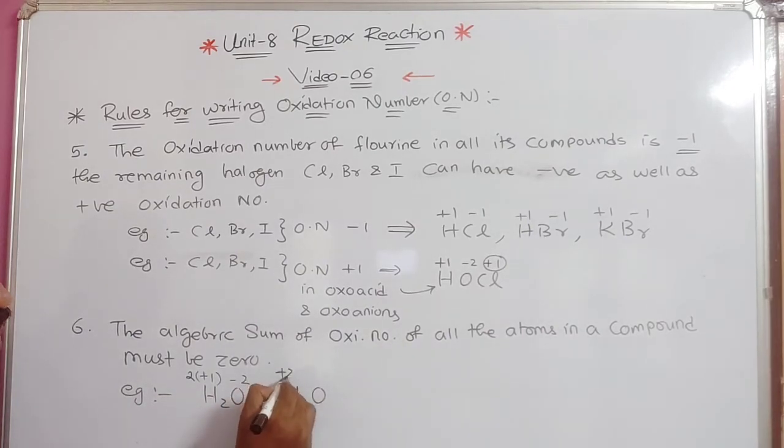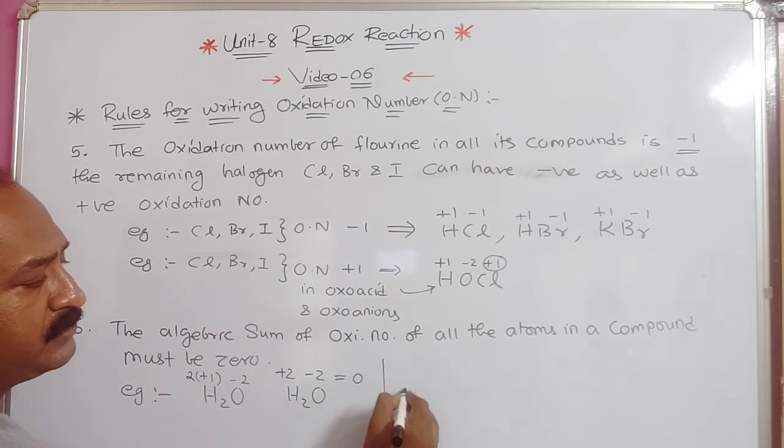Will be +2 and -2. So +2 and -2 total will be 0. So the algebraic sum of a compound is 0. This is what I am talking about, a compound. But in a polyatomic ion, it is different. Okay, so this part I think it is clear, the algebraic sum.